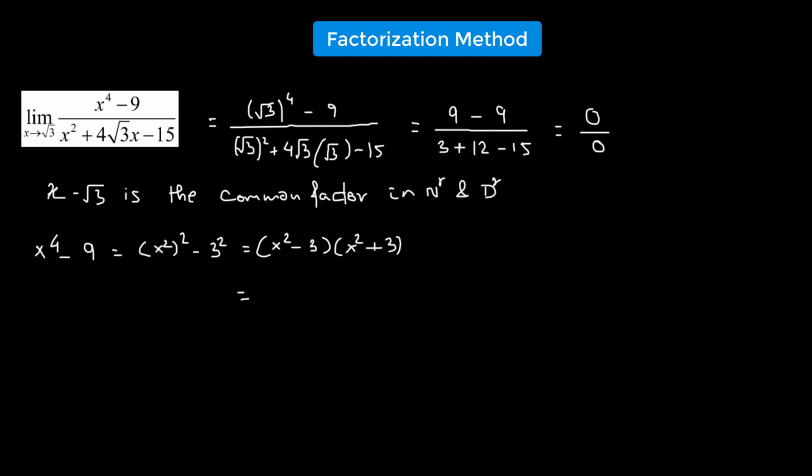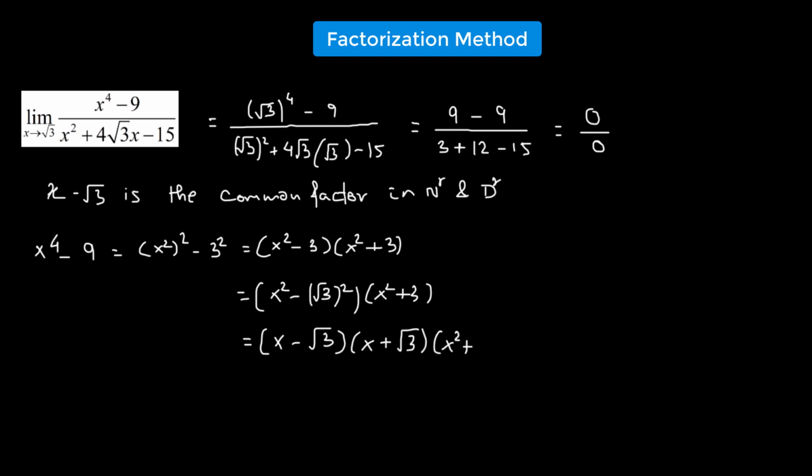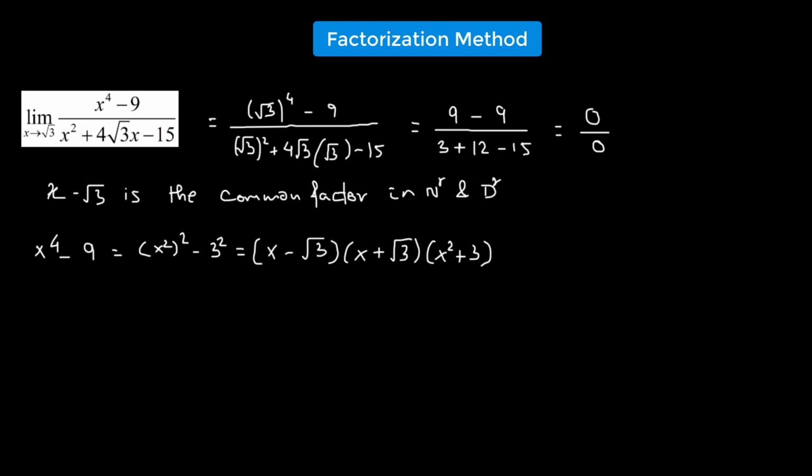Now x squared minus 3 can be rewritten as x squared minus square root of 3 whole squared, multiplied by x squared plus 3. So that gives us (x minus square root of 3)(x plus the square root of 3)(x squared plus 3). Then we begin by factorizing the denominator. So we have x squared plus 4 square root of 3 times x minus 15. So we need to factorize it by dividing it with x minus square root of 3.